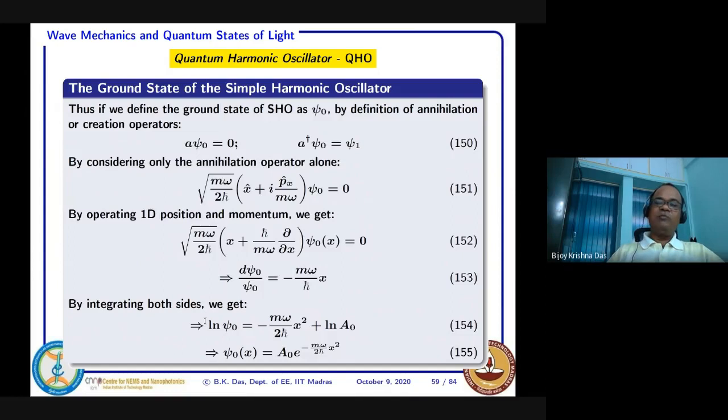So if you have psi naught, you are defining psi naught as the ground state, then you definitely know that if you operate A on psi naught, what are you supposed to get? That is the ground state. This is the mathematical assumption you are considering: the ground state, and you are operating with A. That means it is a lowering operator. So whenever you are trying to lower your ground state, what do you get? You get nothing. So that is how we put 0 here.